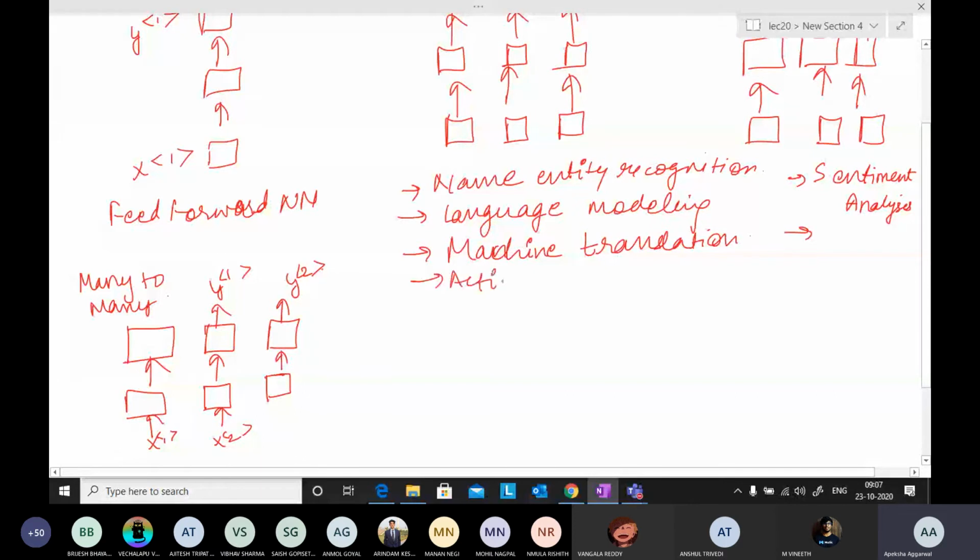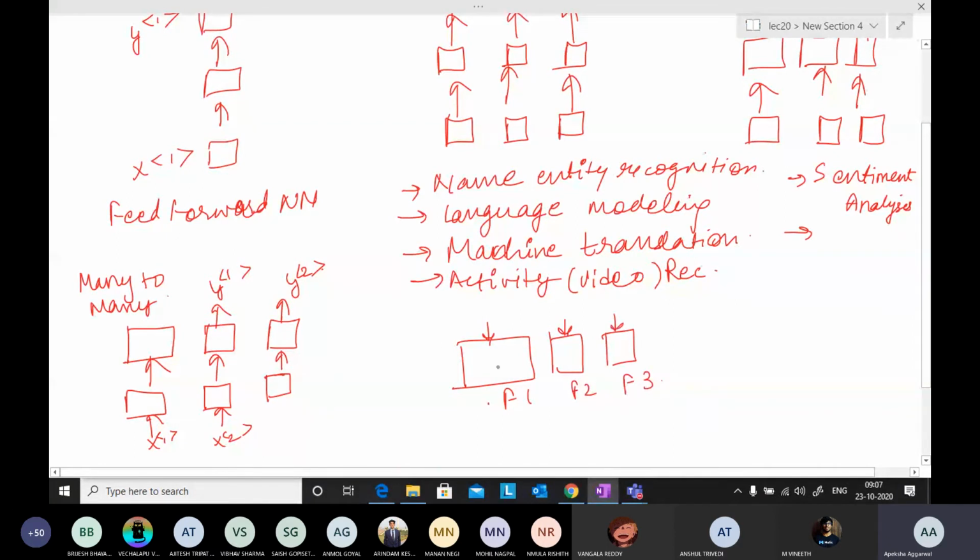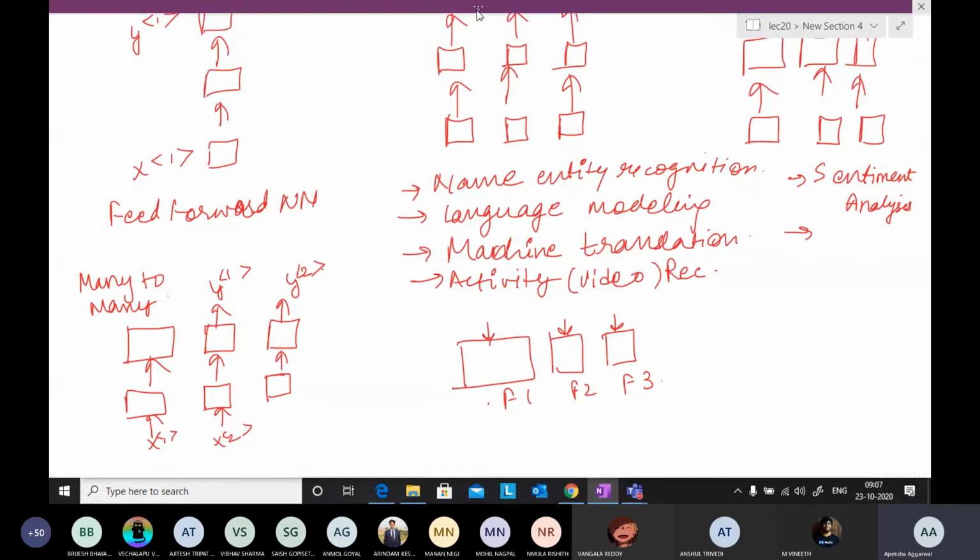So activity recognition, frame by frame activity, basically video activity recognition. What happens in the first frame, we will identify the activity. In the second frame, we will identify the activity. In the third frame, so first frame of video, second frame of video, third frame of video, we will identify the activity in each and every frame. So that is also an example of many to many.